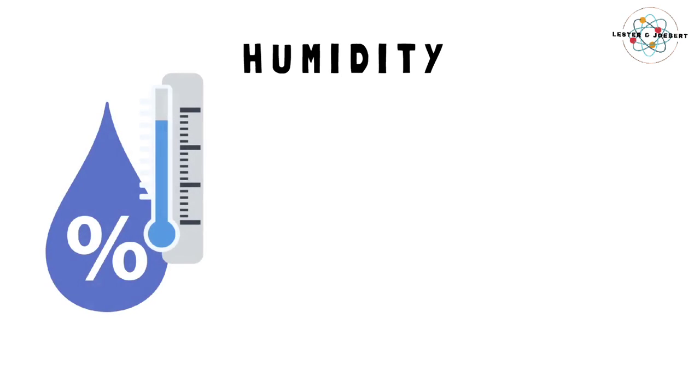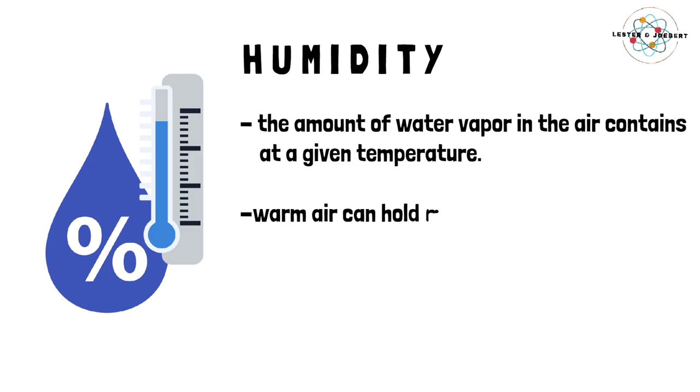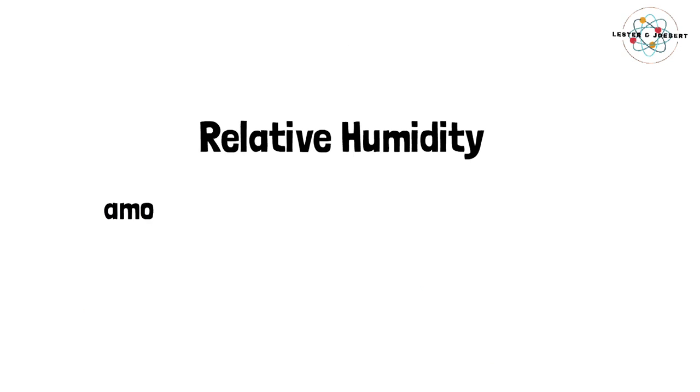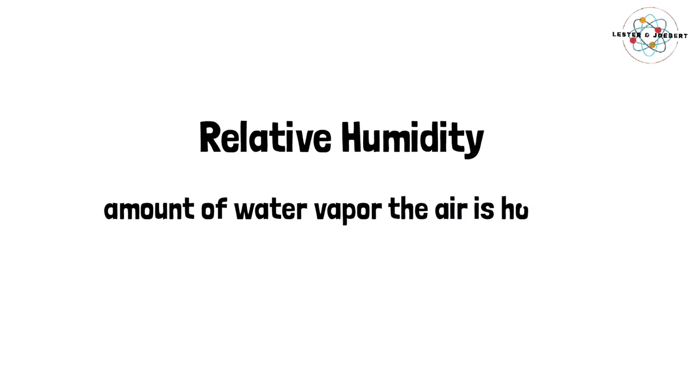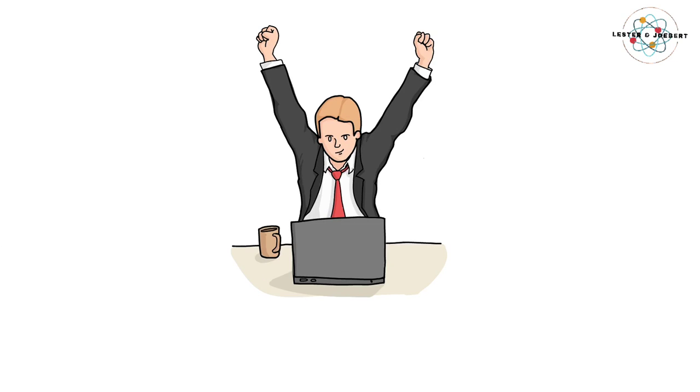So basically, when we talk about humidity, it is the amount of water vapor the air contains at a given temperature. Warm air can hold more water vapor than cold air. This is because of the reason that warm air is lighter than cold air, so cold air is denser, so there is less space for water vapor to fit in. We also have the relative humidity, which refers to the amount of water vapor the air is holding compared to what it can hold.